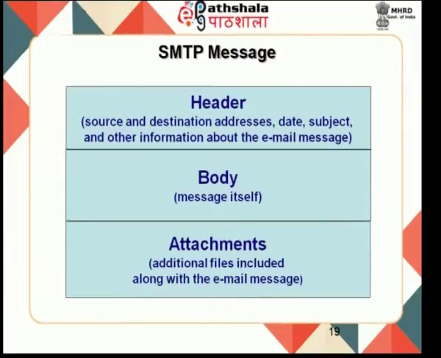Now, let us see what the format of an SMTP message is, what you have in it. It has three things: a header, body and attachments. In the header, we have the source and the destination addresses, the date, subject and other information about the email message. In the body, we have the message itself, and we can also have optional attachments, additional files included along with the email message.